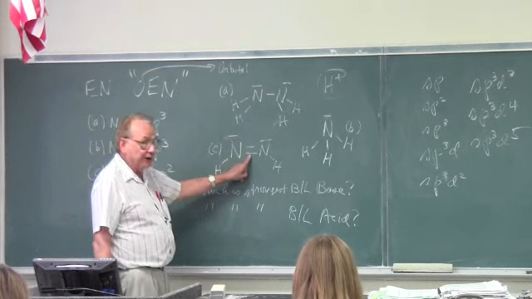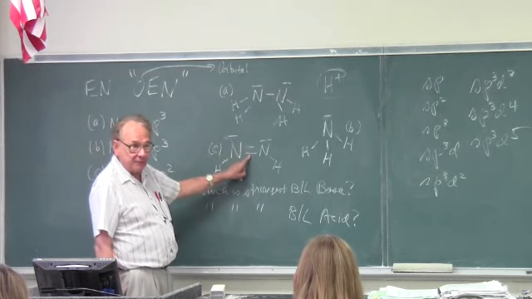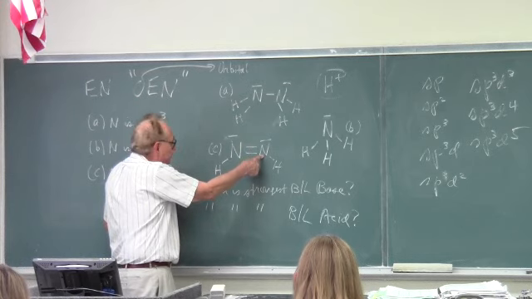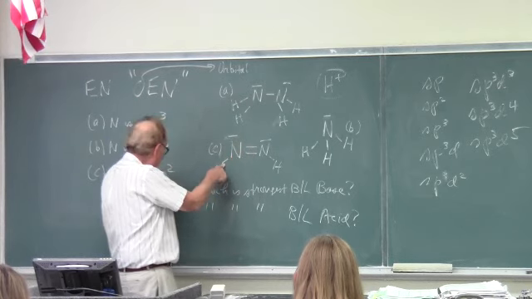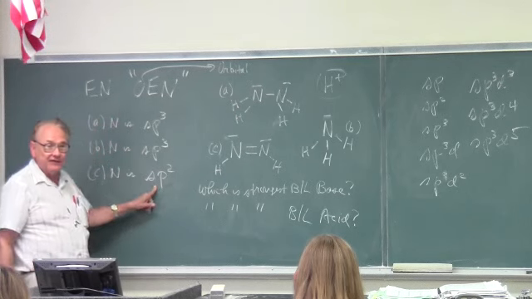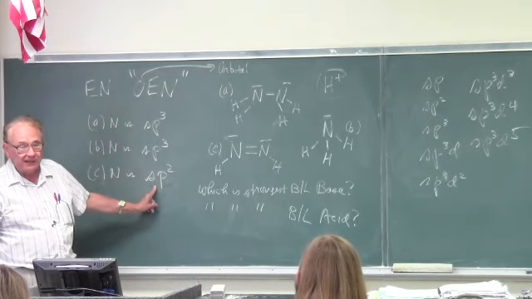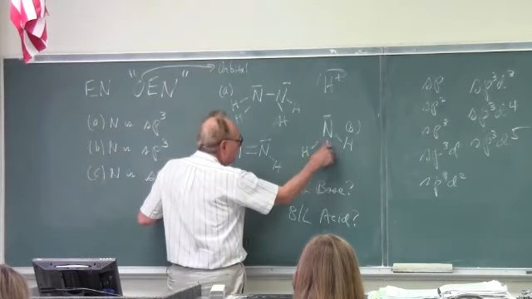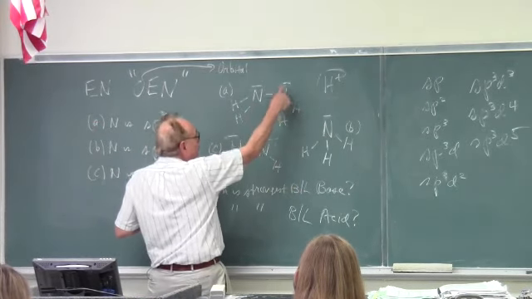sp2, only one of these pairs is sigma, the other one is pi. So for either of the nitrogen atoms, 1, 2, 3 sigma pairs, sp2. Because this is a blend of 3 orbitals. So it gives you a parking place for 3 sigma pairs. Ammonia, 1, 2, 3, 4. Just like here, 1, 2, 3, 4.